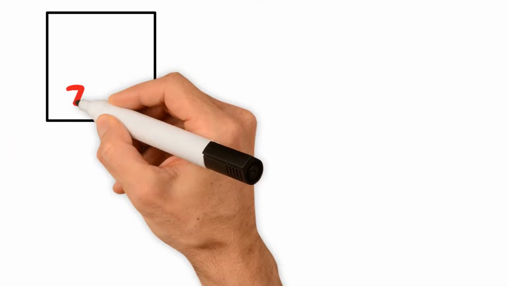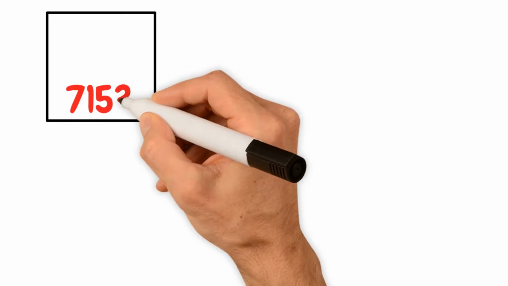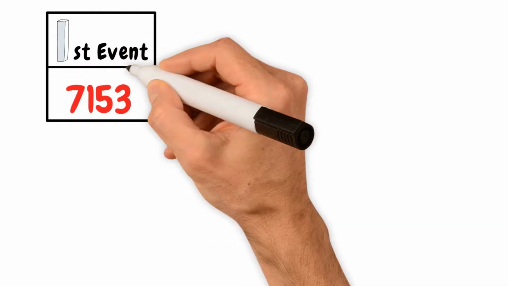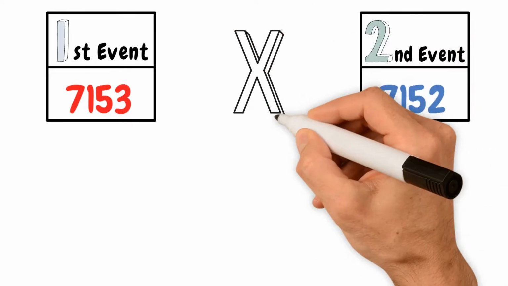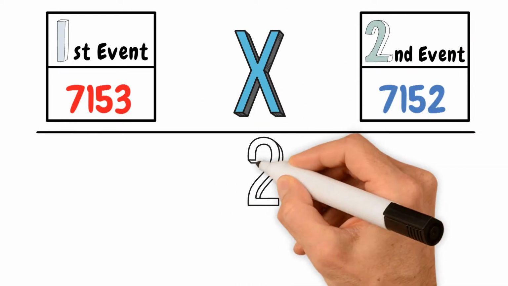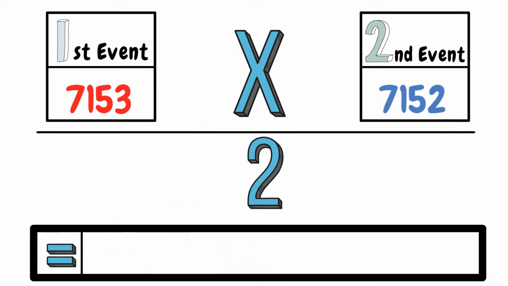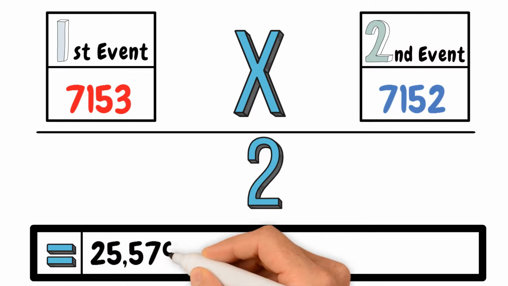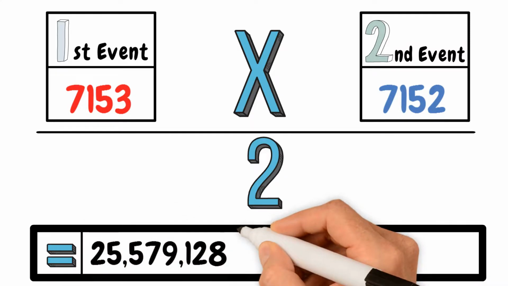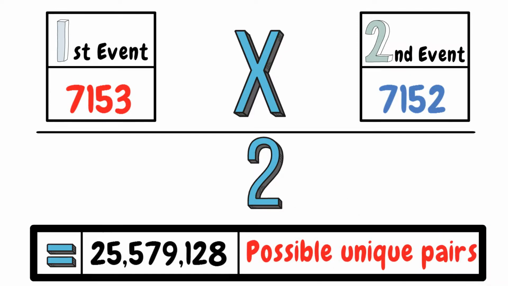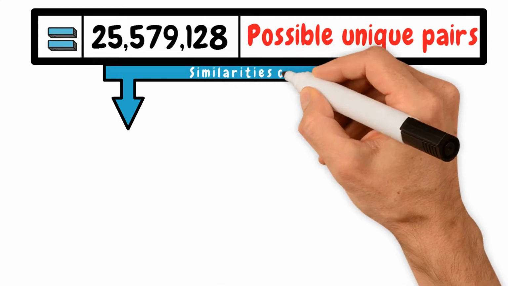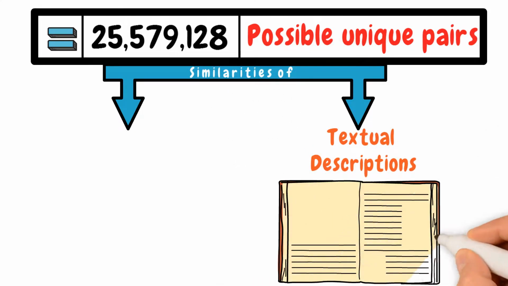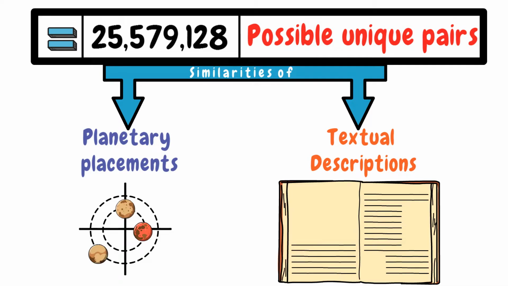So we got 7,153 available options for the first event and 7,152 for the second. Multiplying these both and dividing by 2 to erase repetition yields, and we get 25,579,128 possible unique pairs. Two measures are applied to each pair: similarities of textual descriptions and similarities of planetary placements.